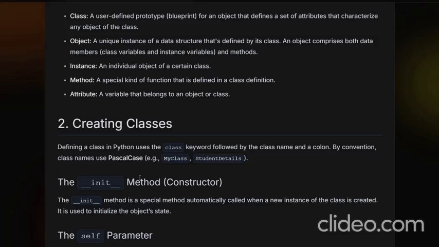So how do we create a class? Defining a class in Python uses the class keyword followed by the class name and a colon. By convention, class names use Pascal case.